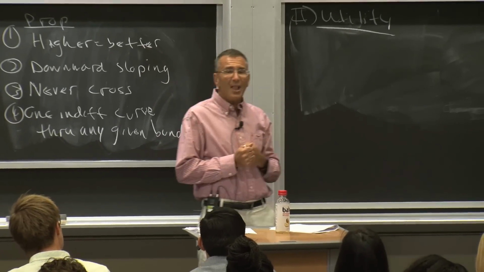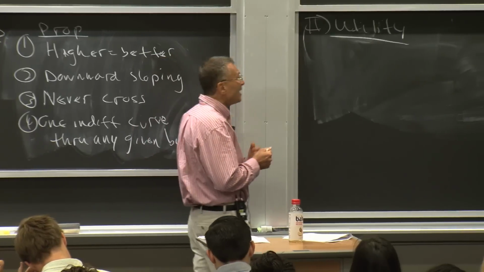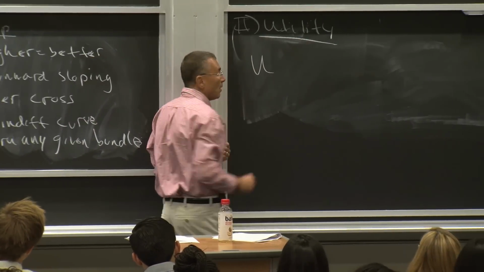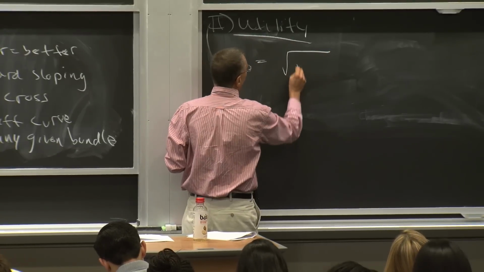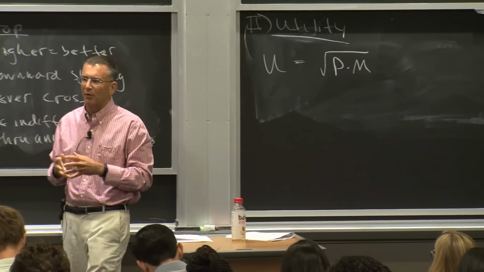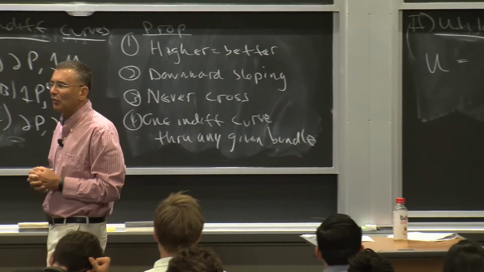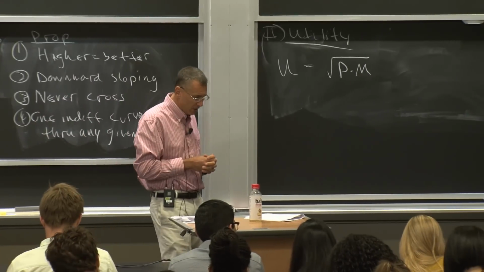So to make life easy, let's go back to our example of pizza and movies. And imagine my utility function is of the form: my utility is equal to the square root of the number of pizzas times the number of movies. Forget where this came from for the moment. Just say this is my representation of my preferences, my underlying utility.